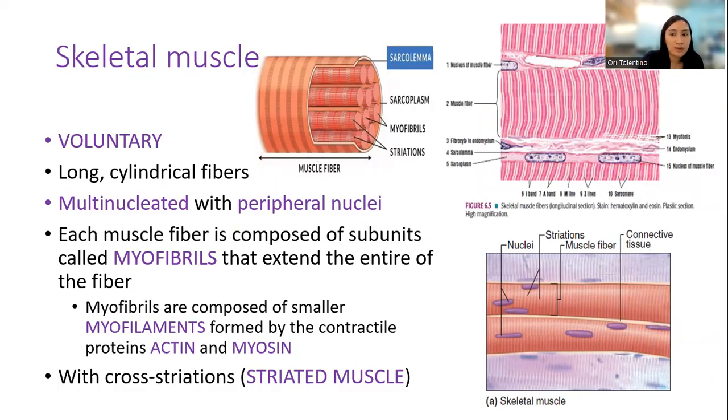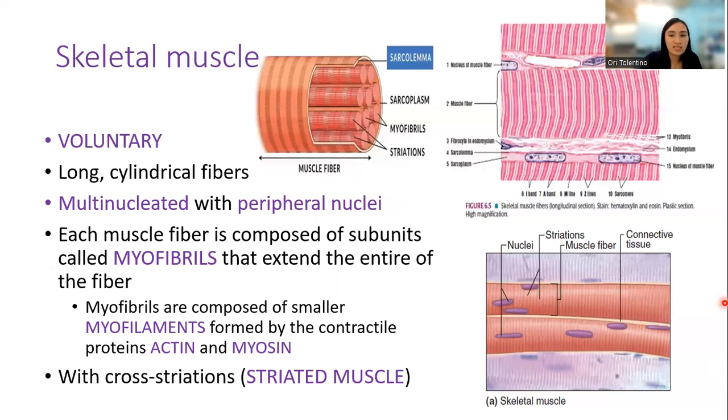Again, each muscle fiber, or each muscle cell, is composed of smaller fibers or subunits in its cytoplasm, and they are called myofibrils. These myofibrils extend the entire length of the muscle. In turn, these myofibrils also have smaller myofilaments, which are made up of contractile proteins called actin and myosin. I will show you a picture of them later.